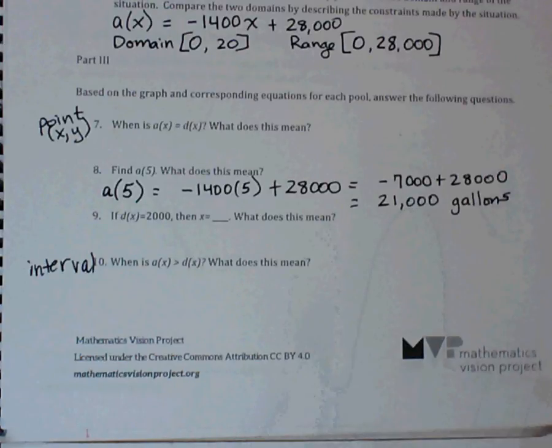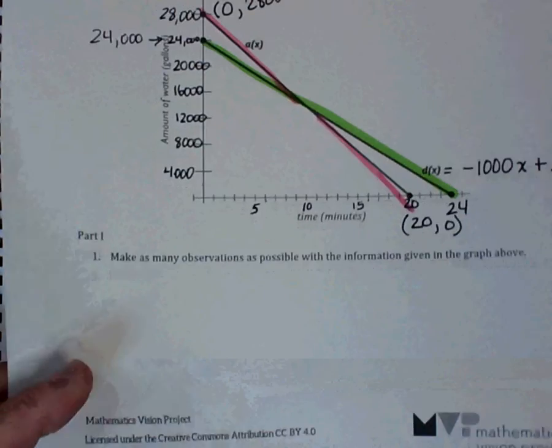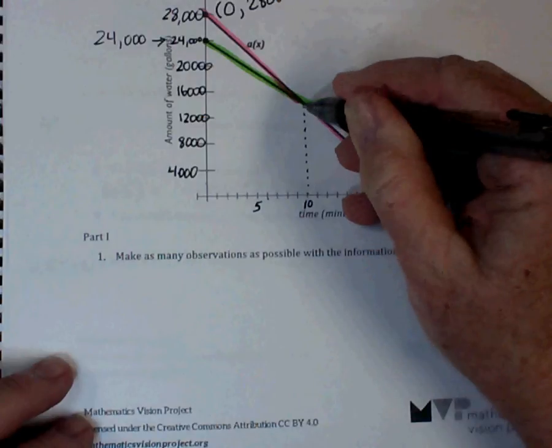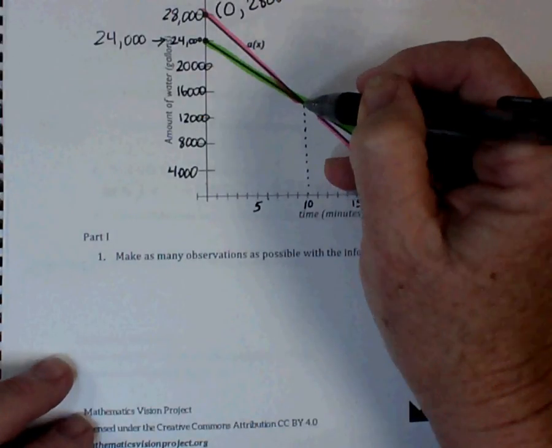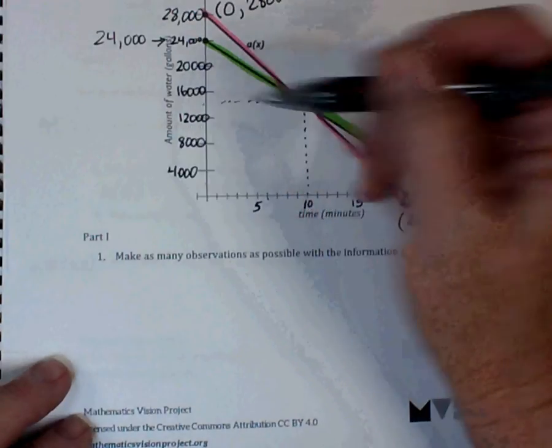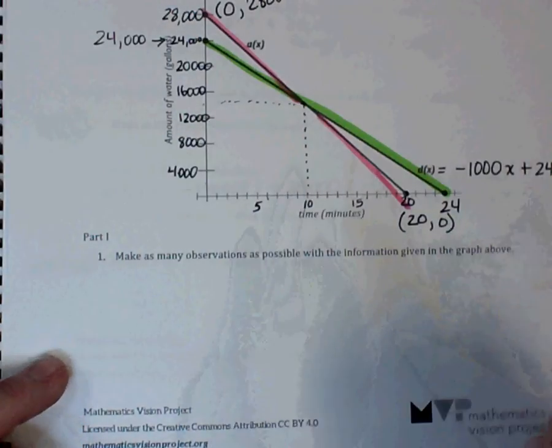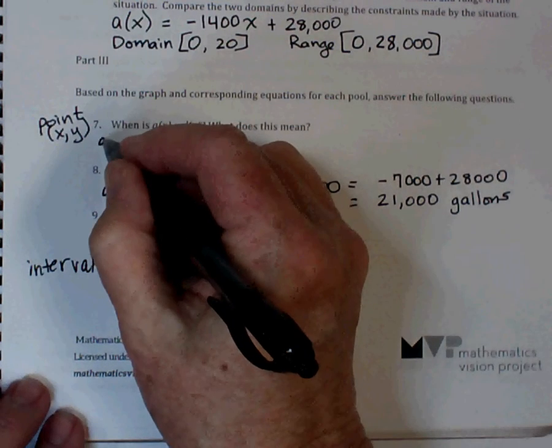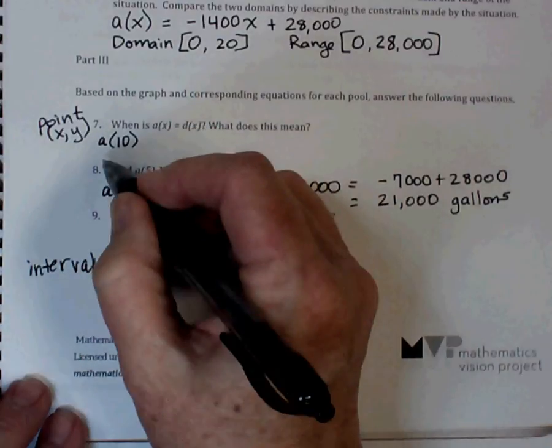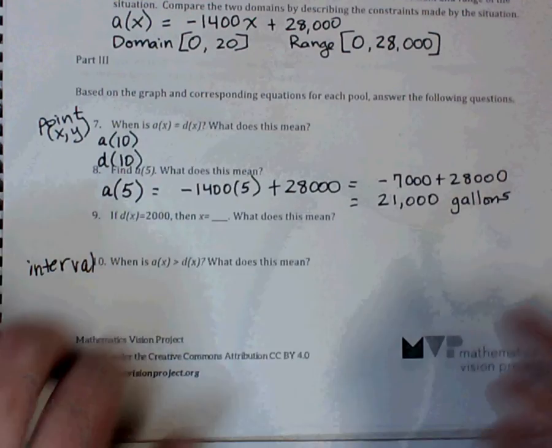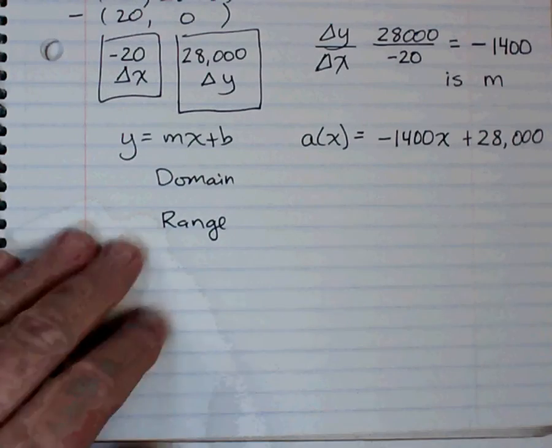Now, a lot of you noticed yesterday that where they cross looks like it's at 10 minutes. And we were debating, well, what is that? Is that 16,000? Is that 12,000? Looks like maybe it's halfway in between. And we can use the same tool to figure that out. So let's figure out what A of 10 is and what D of 10 is. If they come out to be the same, then we know that we did it right. So I'm going to do that where we have plenty of room.